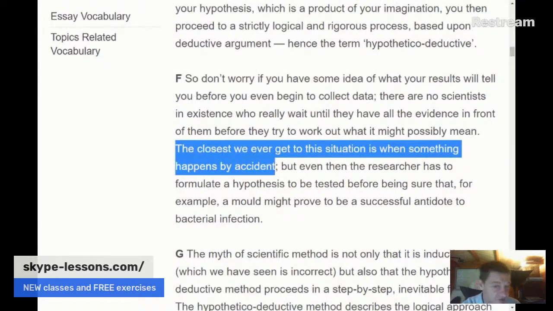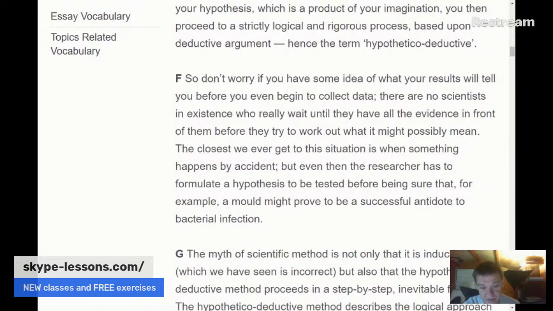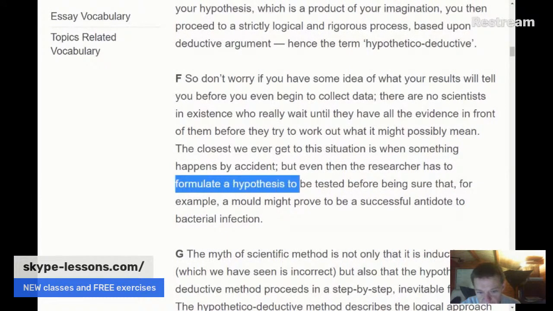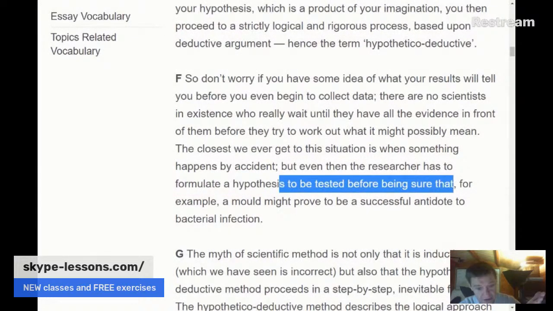The only time when this is not the case is when there's an accident, and the writer then gives an example of the accident, like when Alexander Fleming left penicillin near the bacterial Petri dish. I'm not sure about the story, but I'm sure this is what the writer's referring to. So that was an accident. Alexander Fleming accidentally found this out, but he still had to formulate a hypothesis that penicillin is effective against bacteria, to be tested before being sure that it will fight bacterial infection.